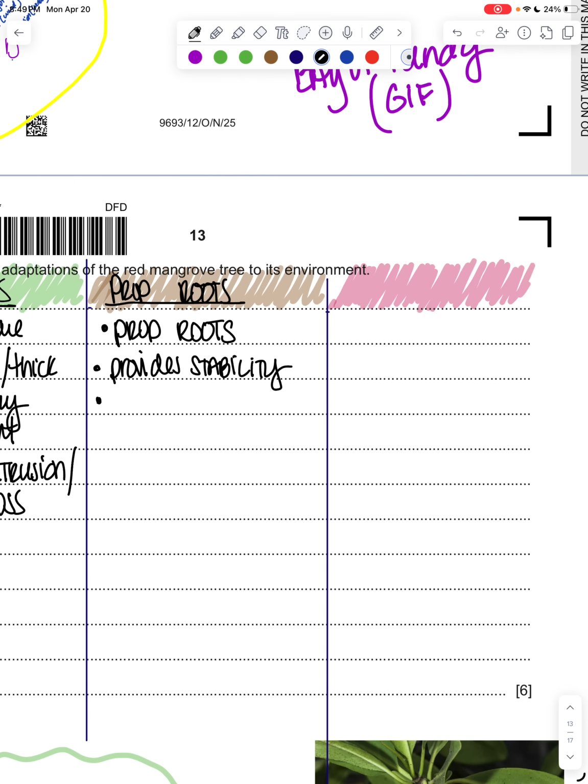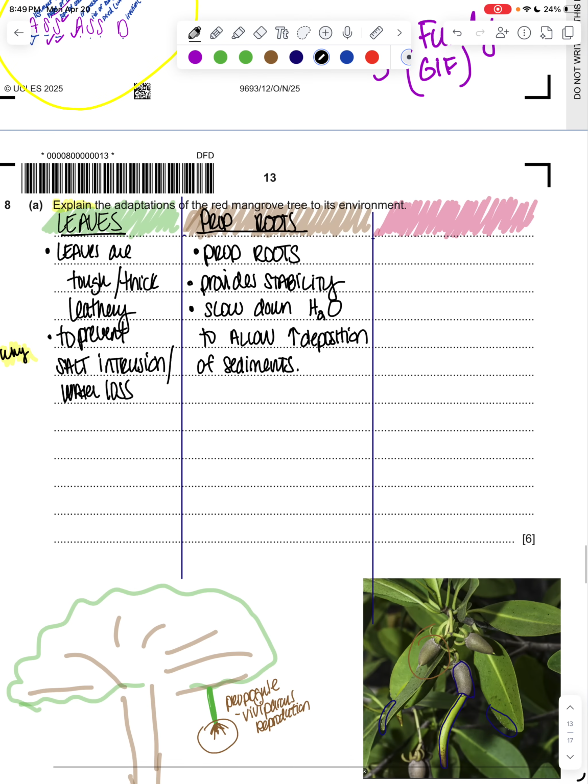This substrate is easily erodible, so having the stability is helpful. The roots also slow down water to allow sedimentation or to allow an increased deposition, like the depositing or sedimentation of sediments. Okay, and that's good for the stability portion.